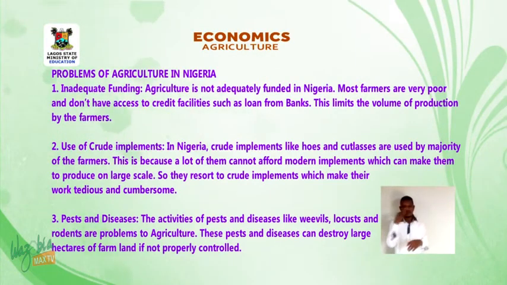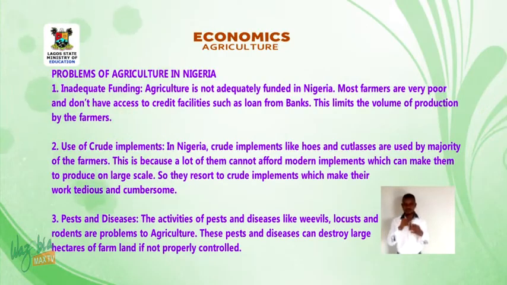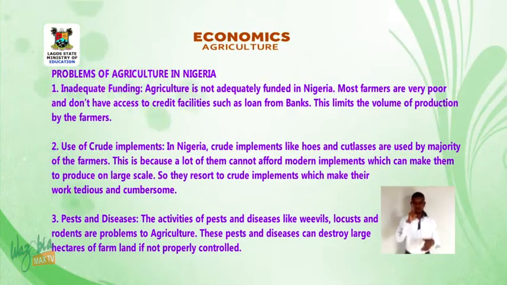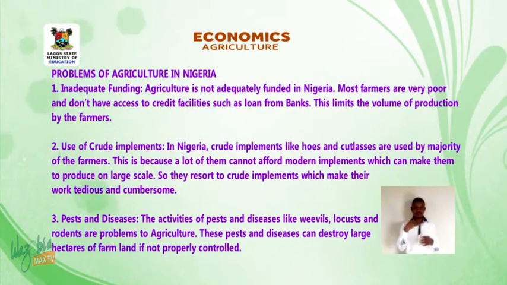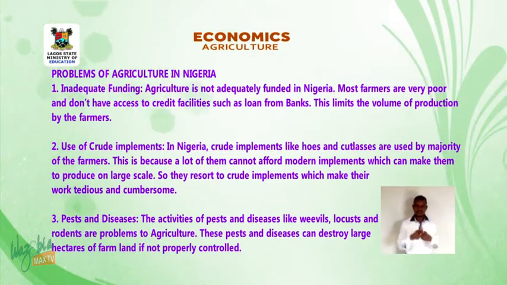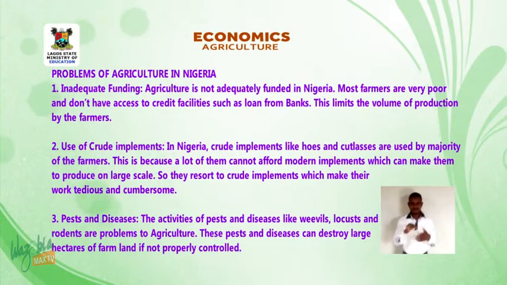Number two, use of crude implements. In Nigeria, crude implements like hoes and cutlasses are used by the majority of the farmers. This is because a lot of them cannot afford modern implements, which can make them produce on a large scale. So, they resort to crude implements, which make their work tedious and cumbersome.